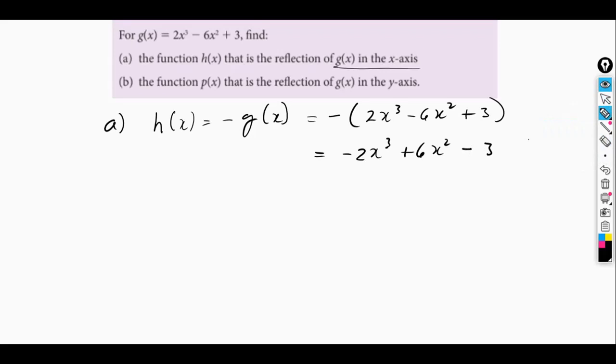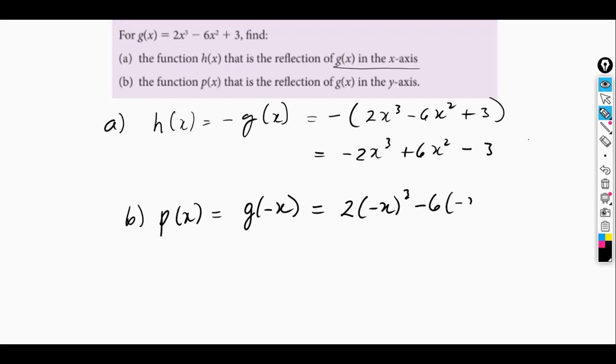So it just means opposite signs for everything. For B, they want us to find P of x, but P of x is a reflection across the y-axis. So that just means G of minus x. And that would be then 2 times minus x to the 3 minus 6 times minus x squared plus 3.